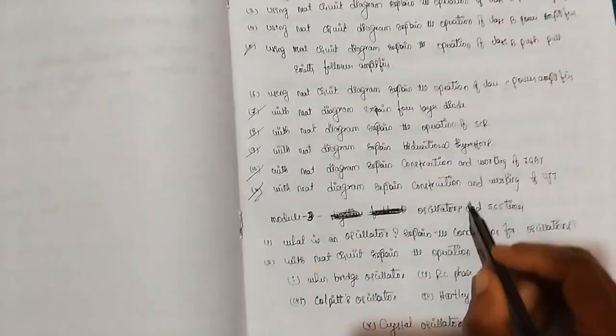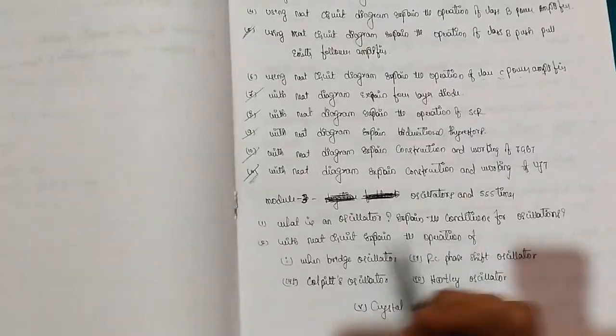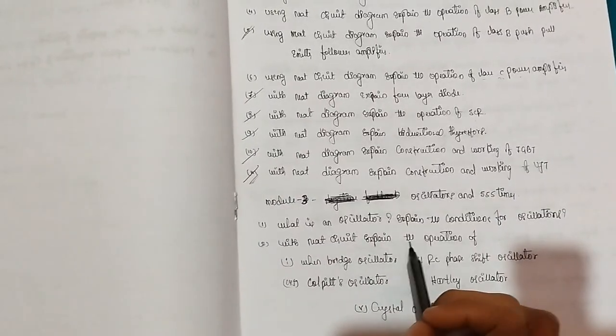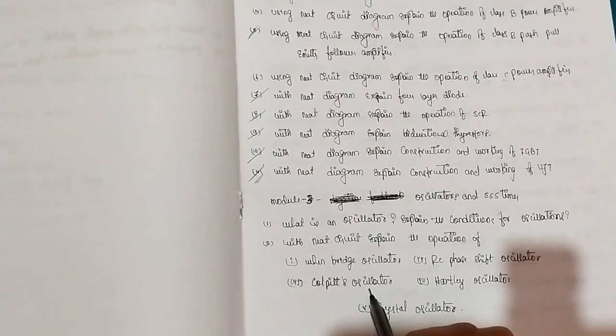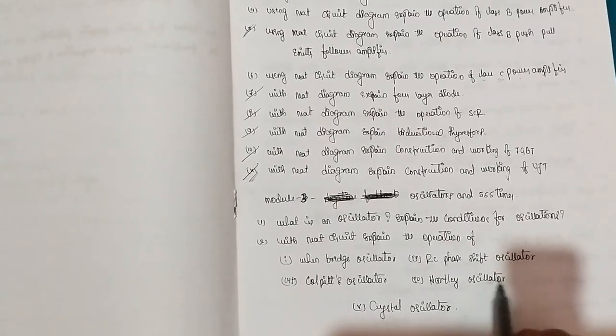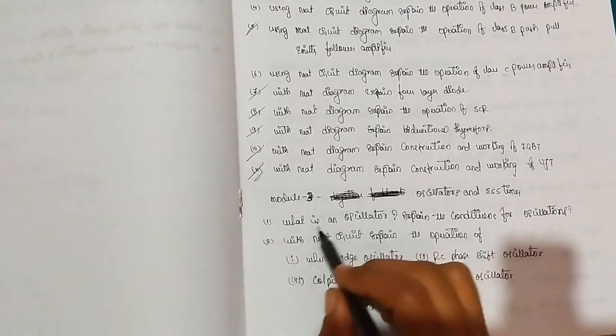So module 3, oscillators and 555 timer. What is an oscillator? Explain the conditions of an oscillator, and with a neat diagram explain the operation of the Wien bridge oscillator, RC phase shift oscillator, Colpitts oscillator, Hartley oscillator, and crystal oscillator. So these questions are very important, guys. You have to study these.